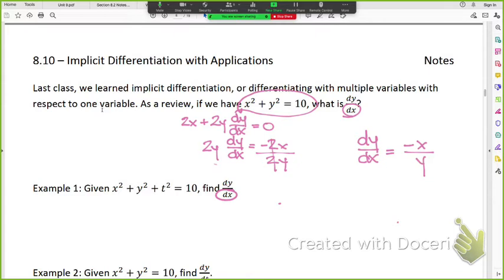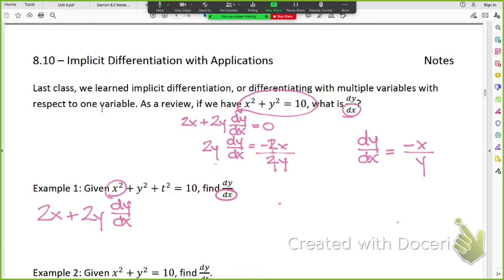So if we go through one term at a time here, I can do this one normally, yes? What is the derivative of x squared? 2x. We've already done the derivative of y squared. We already know that's not normal, but how do we handle it? 2y dy dx.